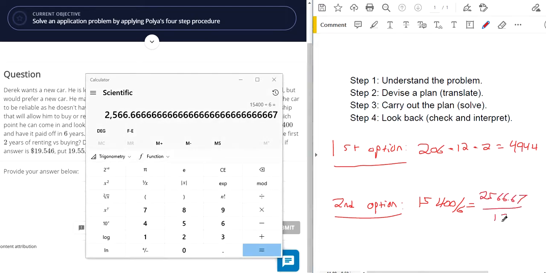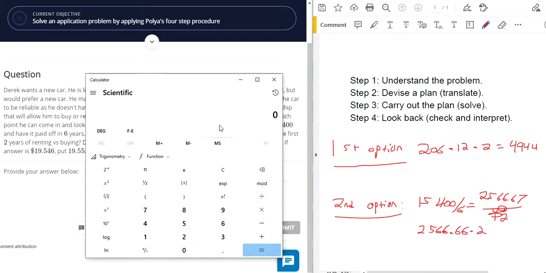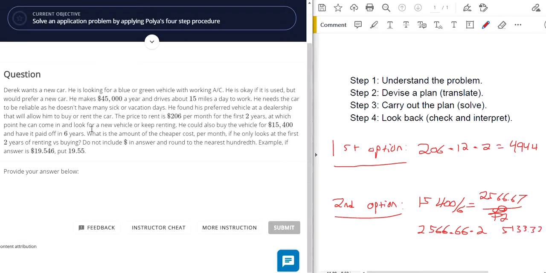But then we need to multiply that by 2, I'm sorry. This is how much it is for 1 year, right? It costs $15,400 for 6 years. This is how much it costs for 1 year. And we need to multiply that by 2 because we're asked for the cost after 2 years. So if we multiply by 2, we've got $5,133.32.